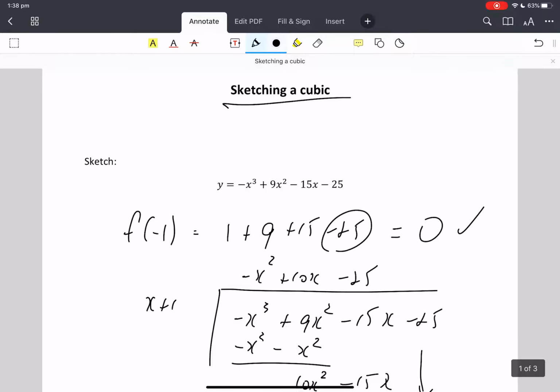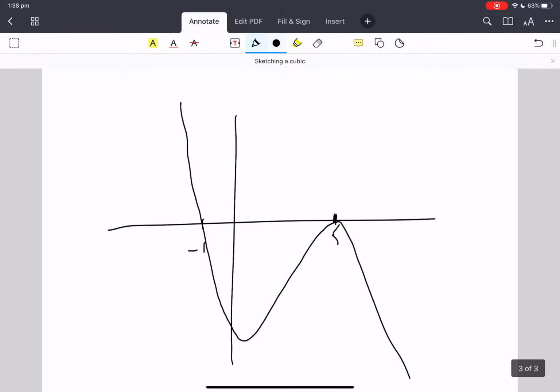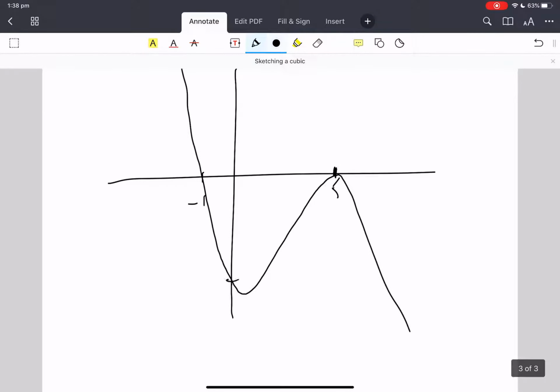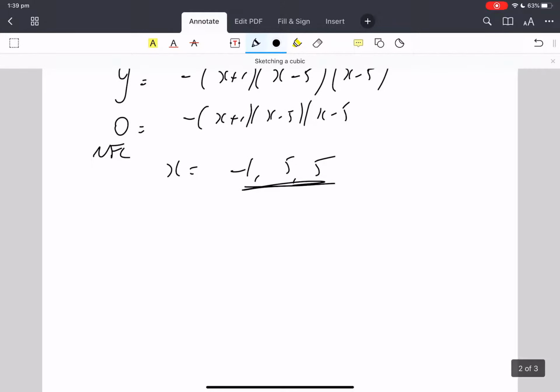Y-axis intercept, you can do it back there. So we're going to set x equal to 0. 0 plus 0 minus 25. So it's going to be 0 minus 25. This isn't an exam, so I'm taking some shortcuts that you won't in your test. Full setting out, please.